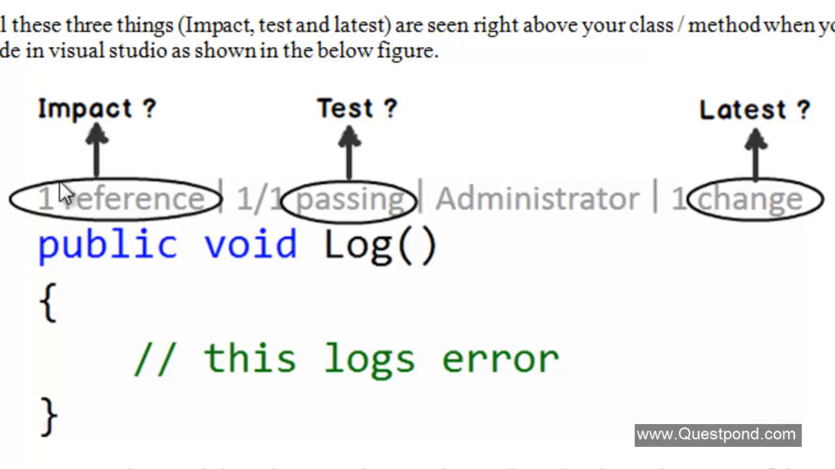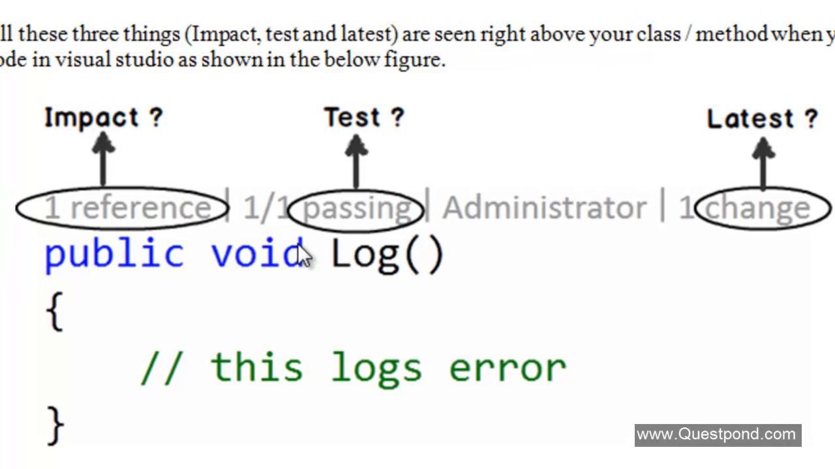The first thing it talks about is references. This reference tells us that when we change this part of the code, what is the impact of these changes. For example, you can see over here, if I'm changing anything in this log method, there is one reference which is going to get impacted.